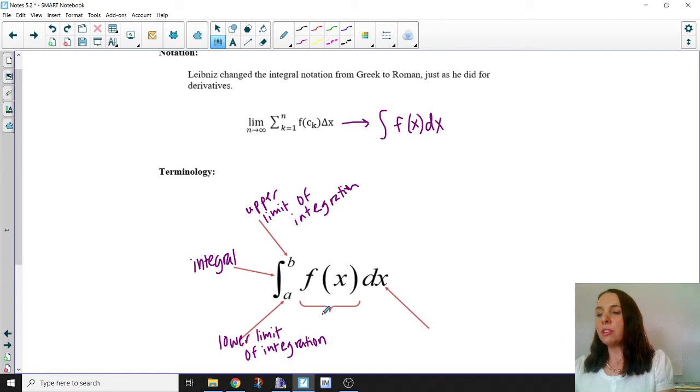Next, you read the function, which we can call the integrand. It is the function that we're working with, the function that we're finding the area under. And finally, your dx, this x beside the d is showing your variable of integration.